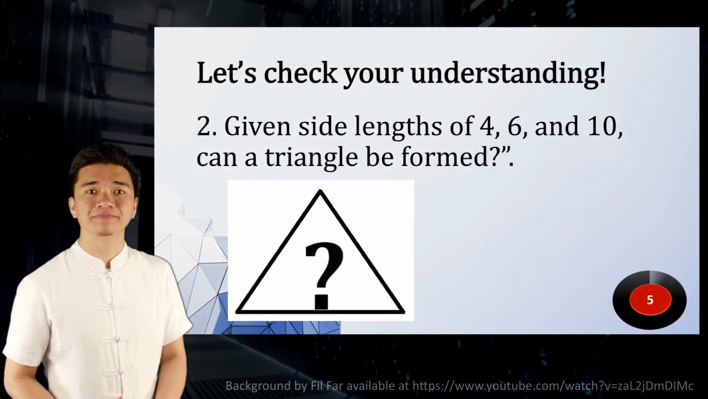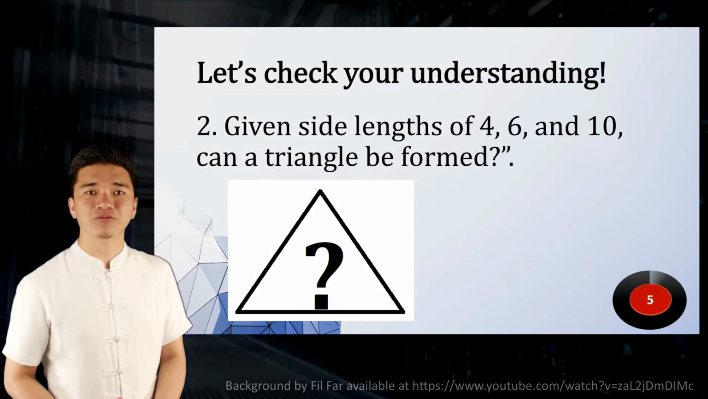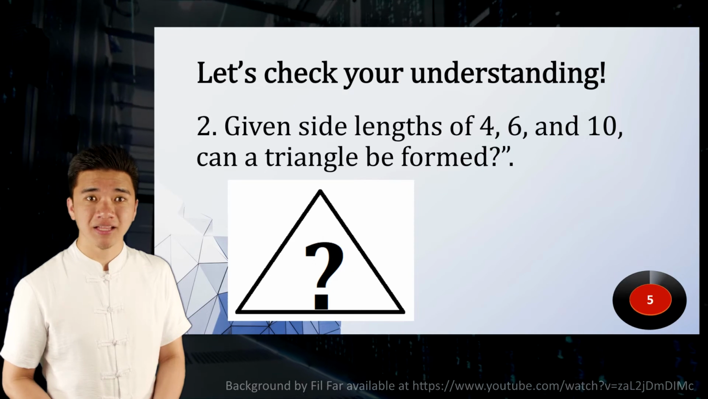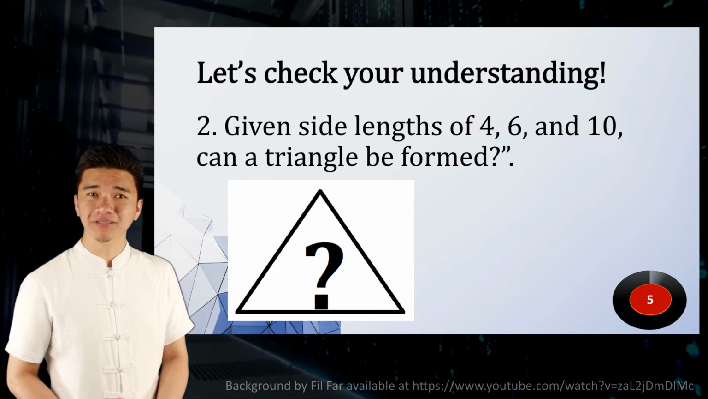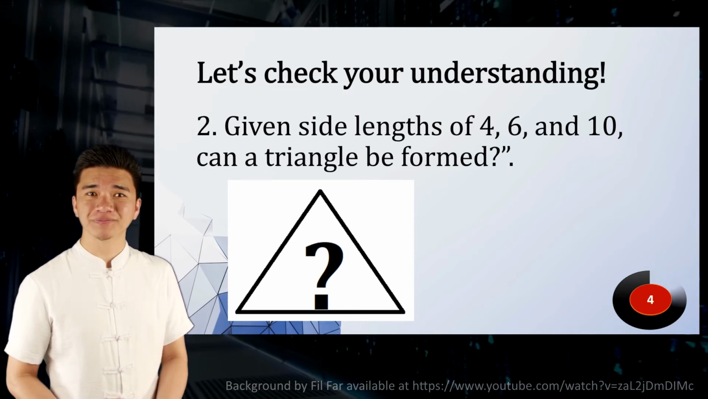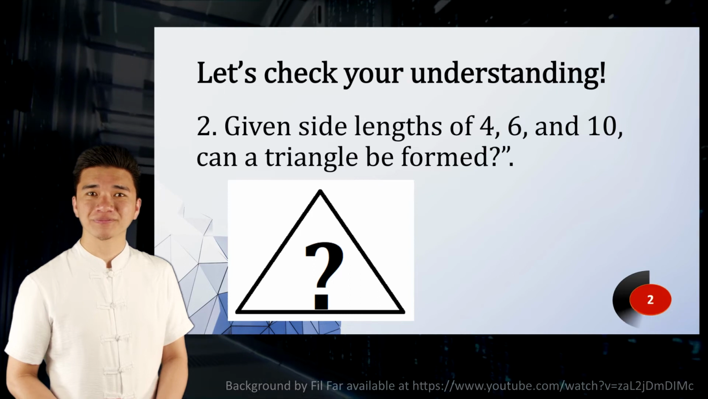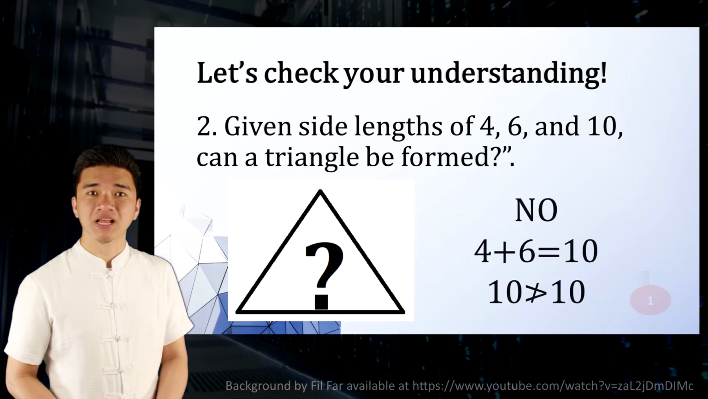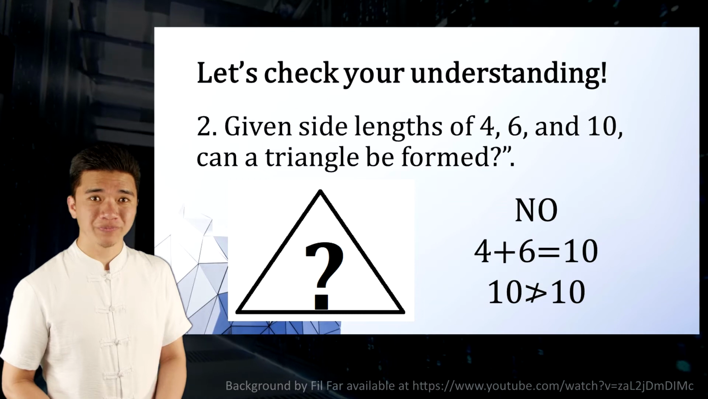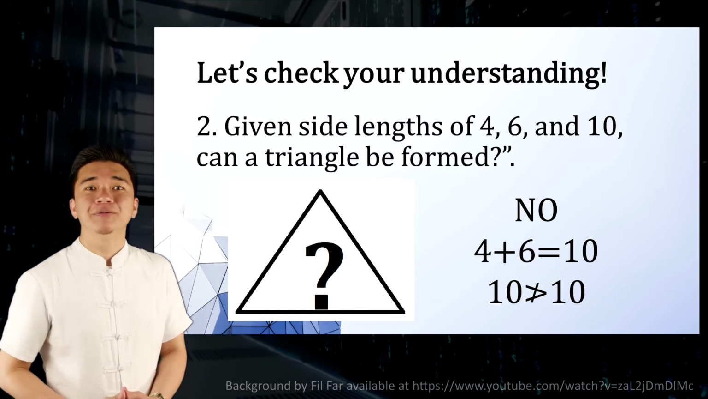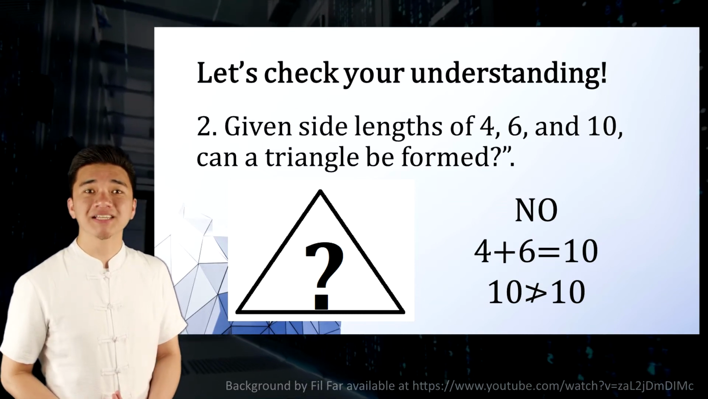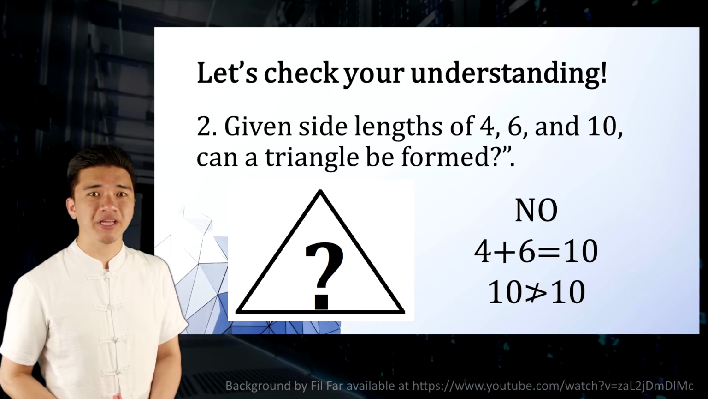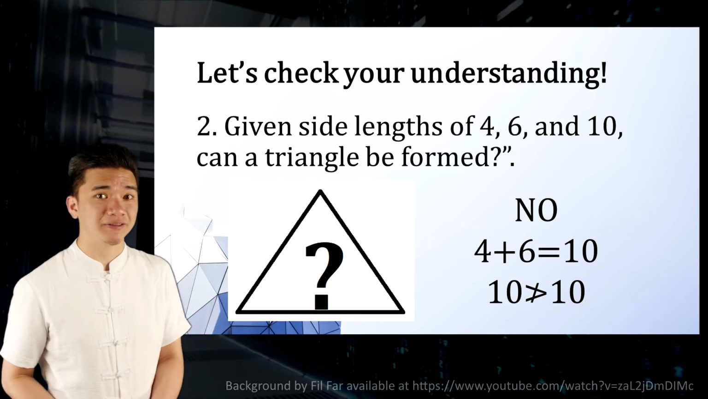Number 2. Given side lengths of 4, 6, and 10, can a triangle be formed? If your answer is no, you are right because 4 plus 6 is 10, not greater than the remaining side, which is 10.